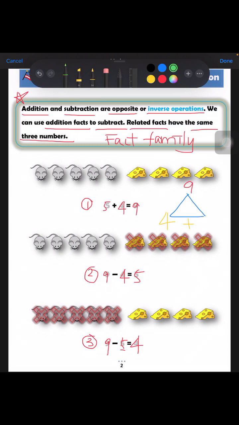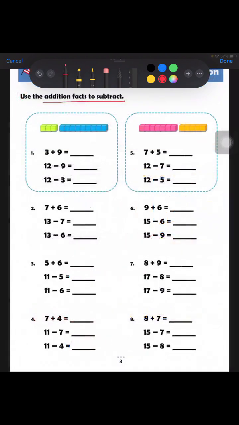So 4 plus 5 equals 9. And 9 minus 4 equals 5. And 9 minus 5 equals 4. So this is called inverse operations. And this fact family includes these three number sentences. Now please turn to page 3. In this page, we are going to use the addition fact to do subtraction.